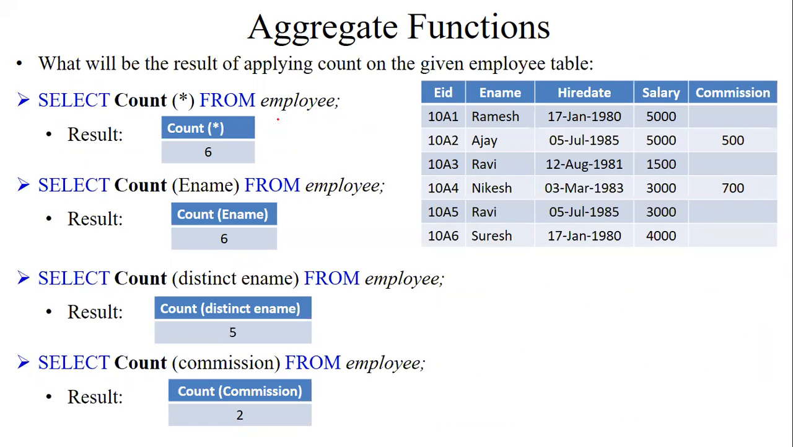So these are the 3 examples you can see. Count asterisk from employee, you will get 6 as a result, so the total number of rows will be counted. If you are counting ename, the count will run on this column, 1 2 3 4 5 6, so 6 rows will be found. And if you apply count distinct on ename, then one Ravi will be eliminated as redundant, so we get only 5. If you count commission, you will get 2. Is it okay? So this is an example of count.